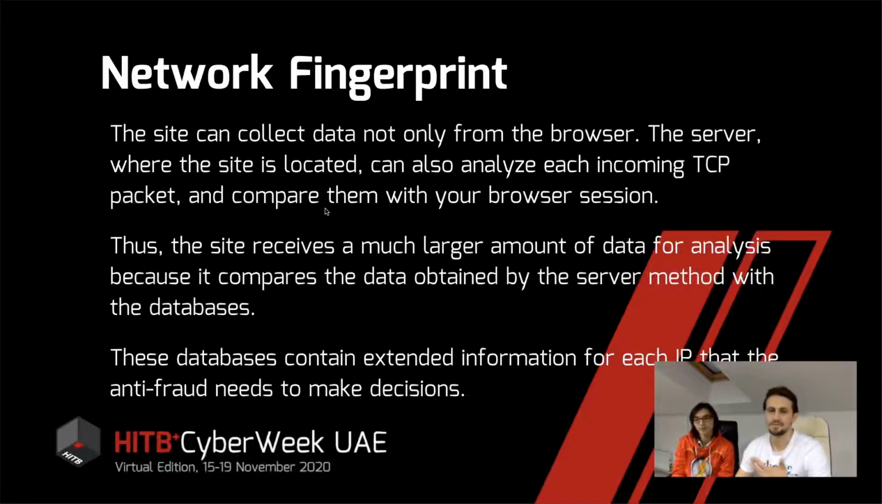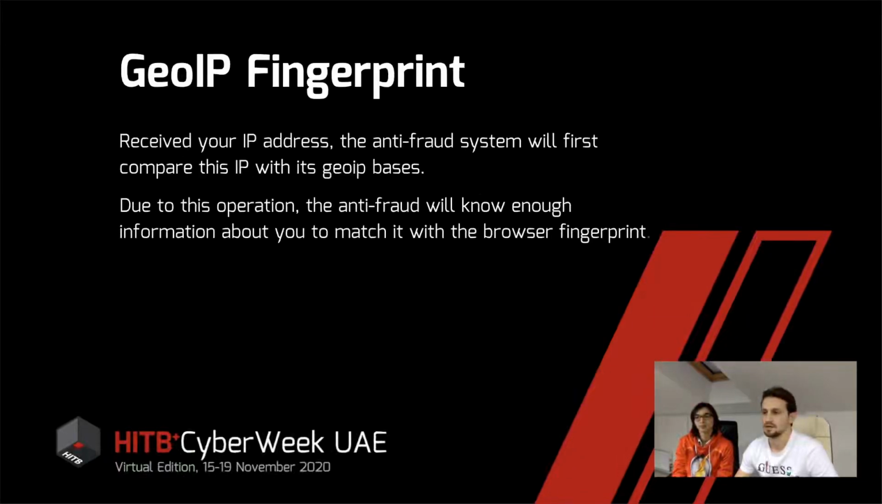A website server, right? And the first one is the Geo IP fingerprint. Receive your IP address. The anti-fraud system will first compare this IP with its Geo IP database. Due to this operation, the anti-fraud system will know enough information about you to match it with the browser fingerprint it has in its databases.